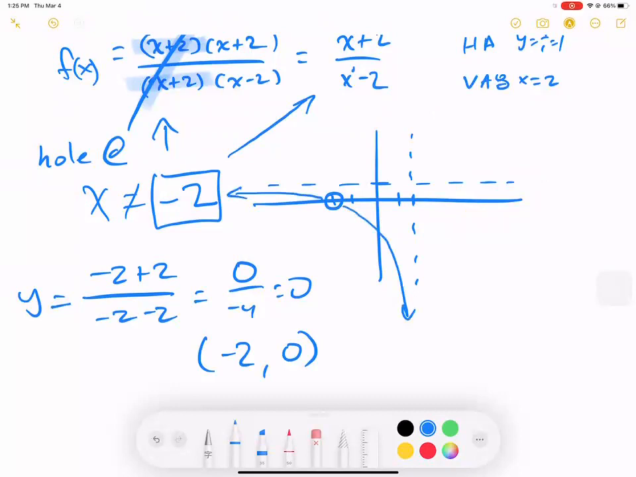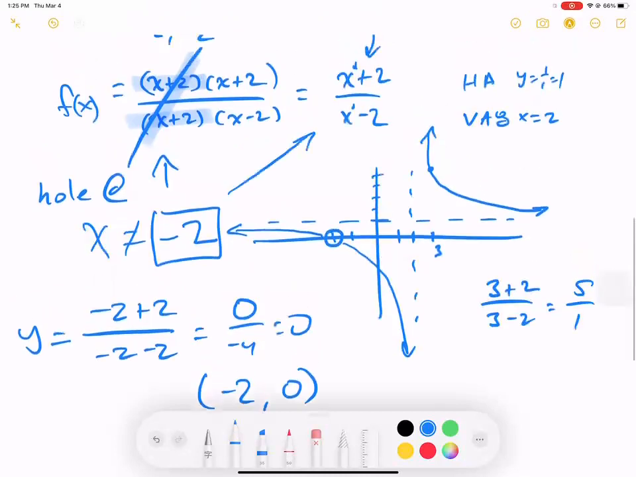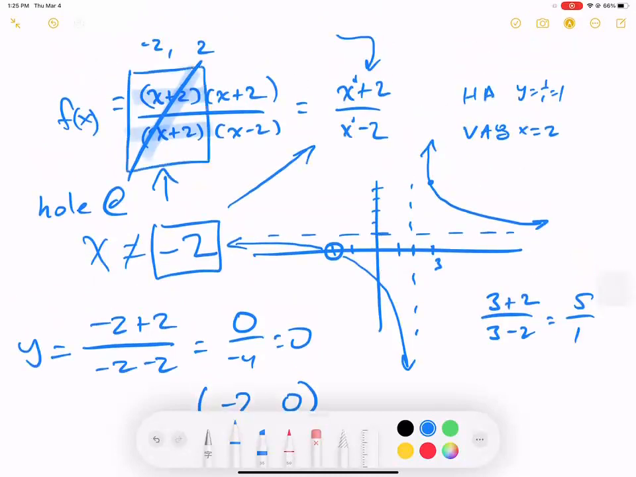If I want to double check what the graph looks like on the right side, let's plug in 3. If I plug in 3, 3 plus 2 over 3 minus 2, that's 5 over 1. 1, 2, 3, 4, 5. We're up here. So we're graphing on the top part of the upper right and the lower left. This is a complete graph, including the hole. So how do we find holes? Holes are when the function itself divides out one of its factors, and that is the location of the hole.